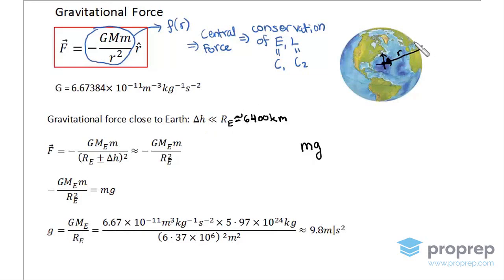Okay, so when we're working out the gravitational force of some building, where delta H of the building is equal to, let's say, 20 meters, we can see that 20 meters is significantly smaller than 6,400 kilometers. Okay, so we're doing this kind of approximation.